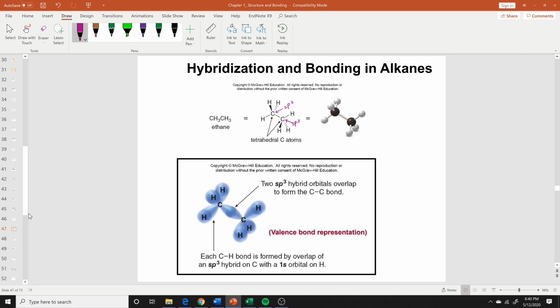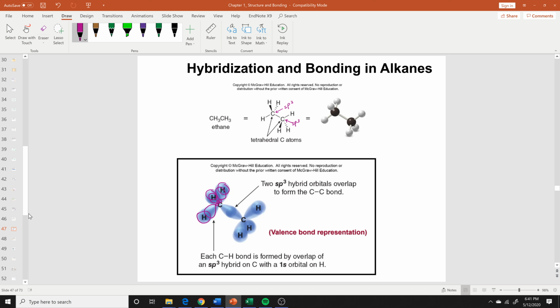If it's an sp3 hybridization, then these are my four groups around it. Each one is going to be an sp3 hybrid orbital. So I have an sp3 hybrid orbital here, here, here, and here. The sp3 hybrid orbital is going to overlap with these three hydrogens on this side, with the 1s, the s orbital of the hydrogen. This is the hybrid orbital of the carbon. This is the 1s of the hydrogen and the hybrid orbital of the carbon. Probably the hybrid orbital is not shown.